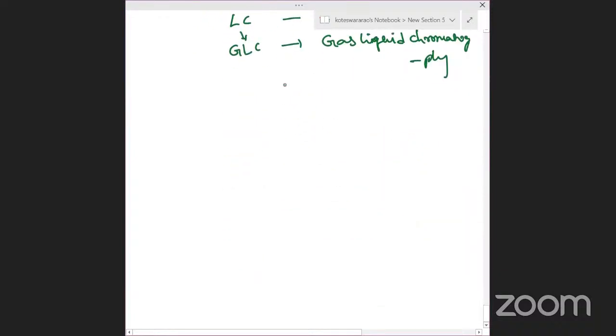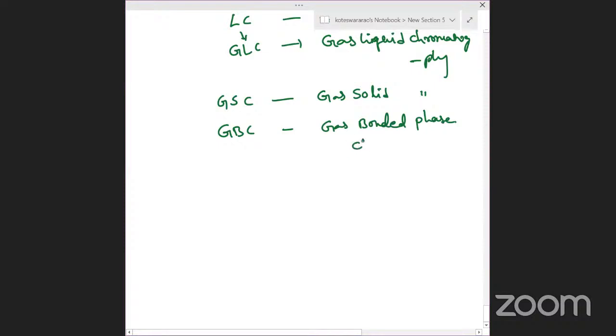Next, GSC, which you should know. GSC is gas solid chromatography. Solid is the stationary phase and gas is the mobile phase. Next, GBC. GBC is gas bonded phase chromatography.